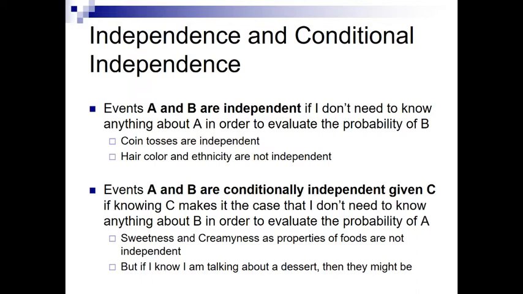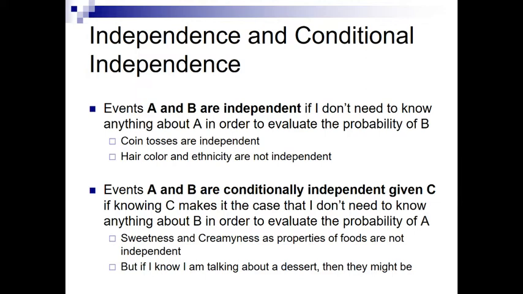Okay, so what does it mean for two events to be independent? We talked about this briefly on Tuesday. And the idea is that if one event happening is not at all correlated with another event happening, they're independent. Otherwise, they are dependent, but they may be conditionally independent given some other condition.